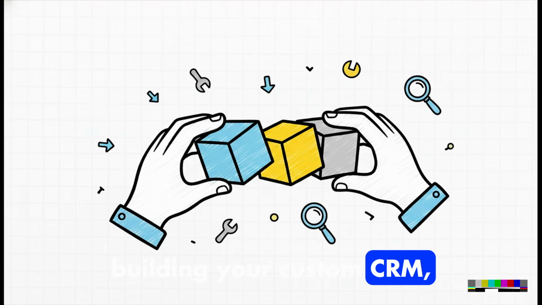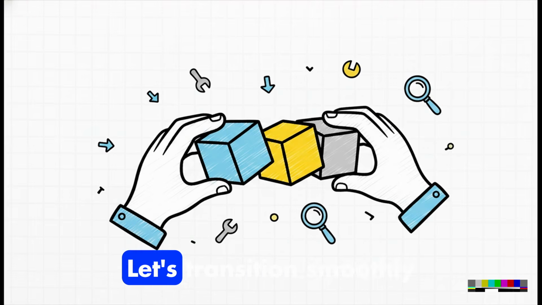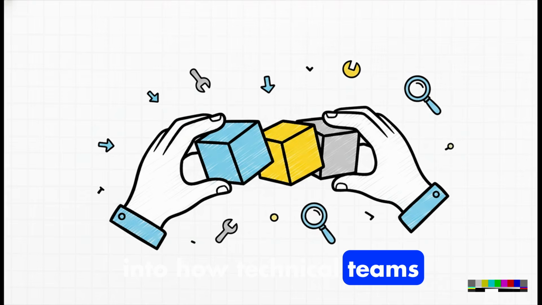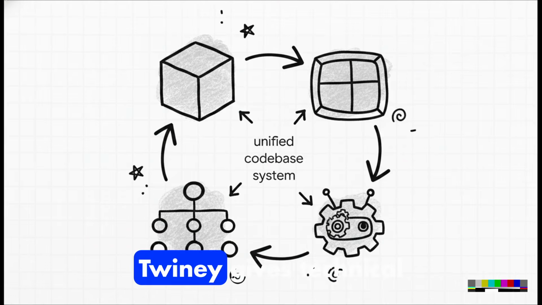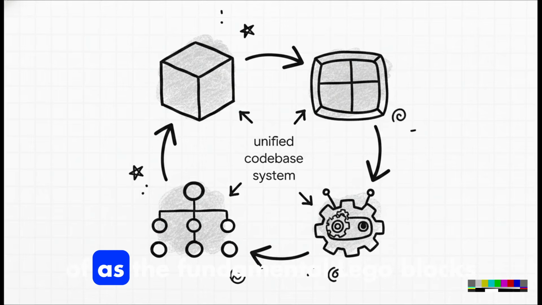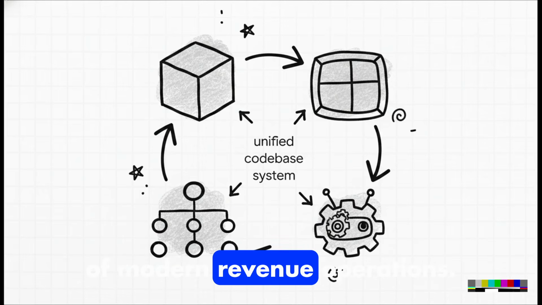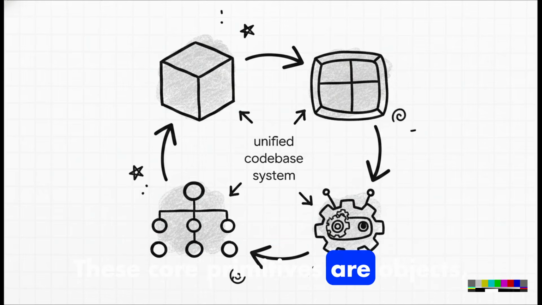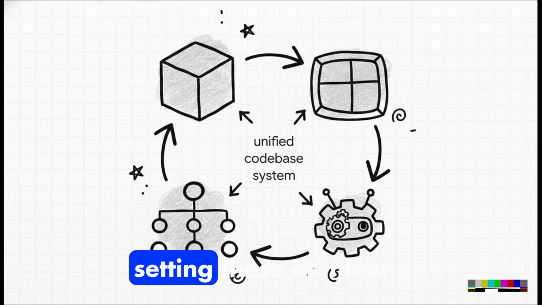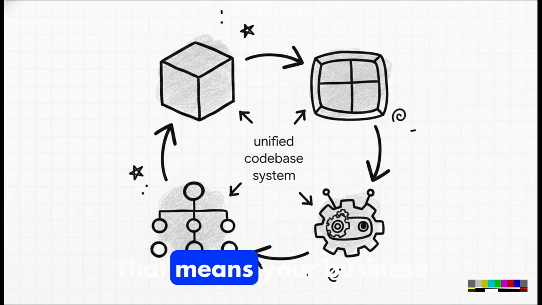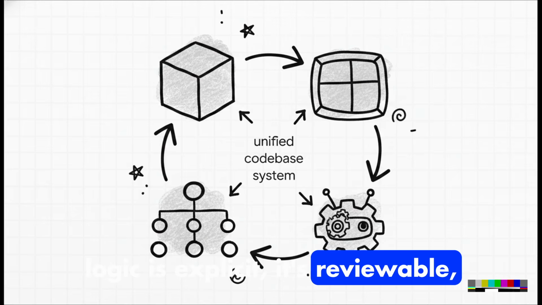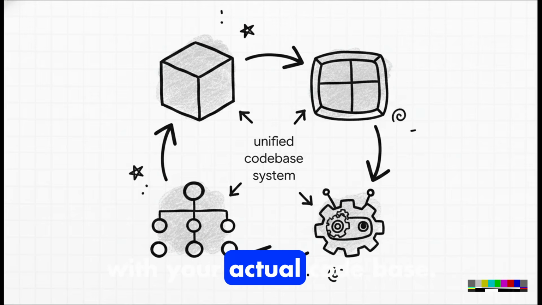Building your custom CRM: the core primitives. Let's transition smoothly into how technical teams actually interact with this platform to start building out their custom tools. Twenty gives technical teams what we can basically think of as the fundamental Lego blocks of modern revenue operations. These core primitives are objects, views, workflows, and agents. In a legacy system, setting these up means clicking through endless, clunky admin settings. But here, developers can extend these entirely as code. That means your business logic is explicit, it's reviewable, and it is perfectly aligned with your actual code base.